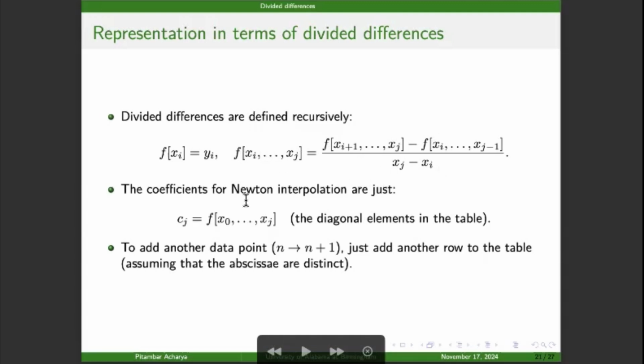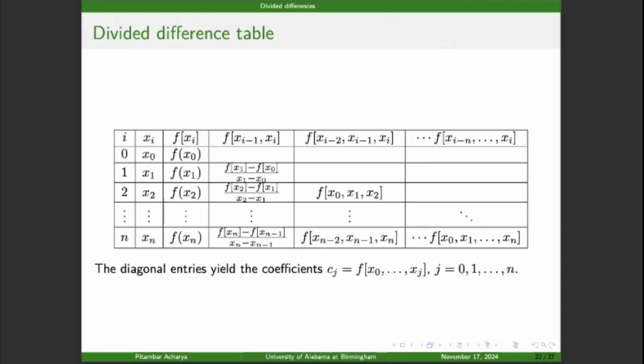The coefficients for the Newton interpolant are just Cj, given by the diagonal elements in the table. I'll come back to the table later. To add another data point, if we have n data points but want to add one more, then there are n plus 1 data points. Then we can use the divided difference and construct a table like this one.